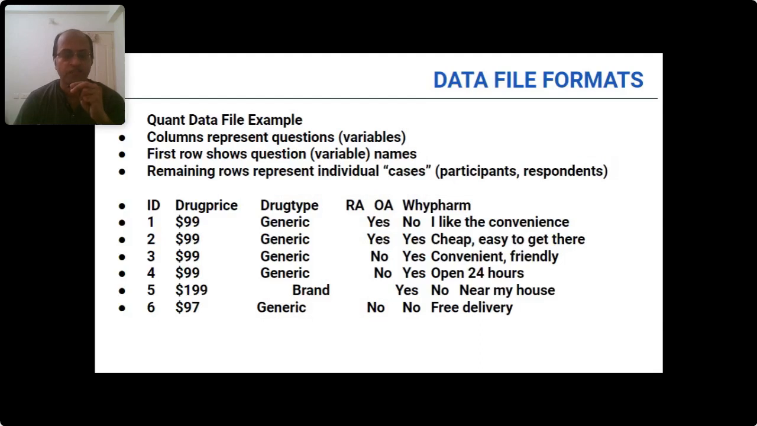Like the first one, if you see the ID, the drug price is this much, and likewise for the different ones. Here is a comment like, no, I like the convenience, that's why I buy it. Because it is very cheap, I go there. Or it is convenient and friendly, I go there. Or because there's free delivery, I go there. But you have here based on the availability. So you have the data file format, which has to be interpreted based on whether it's available or not and whether it's convenient or not. And that's an example of a quantitative data file.